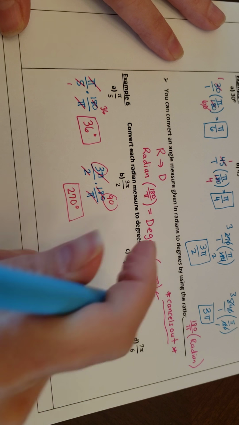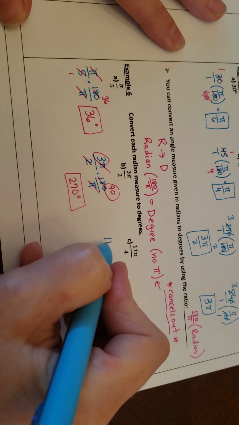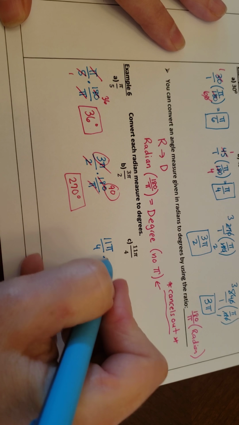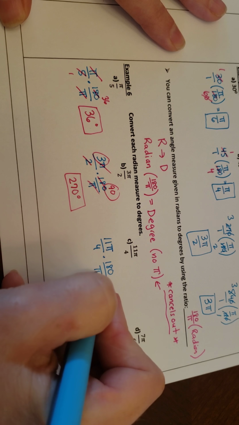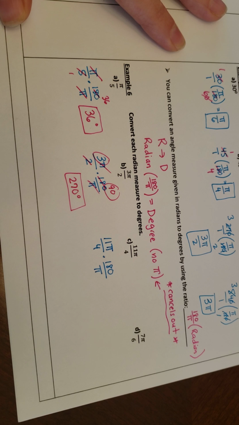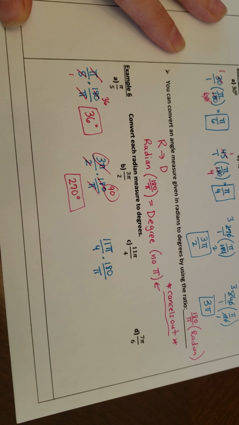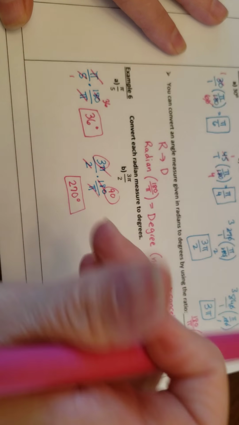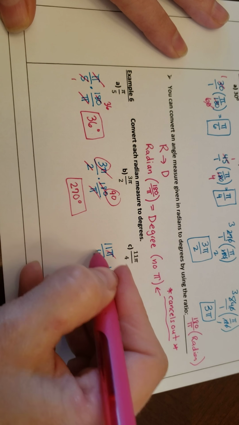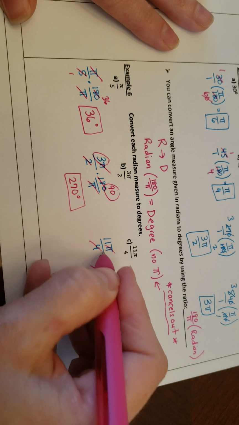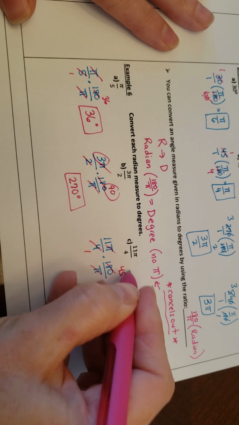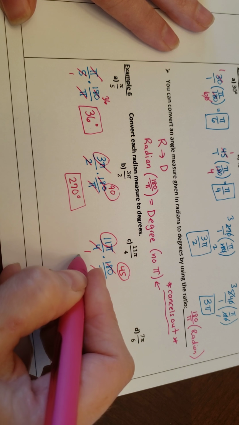And then 11 pi over 4 times 180 over pi. Your pi should cancel. And then 4 goes into 180 45 times, and then 45 times 11 is 495 degrees.